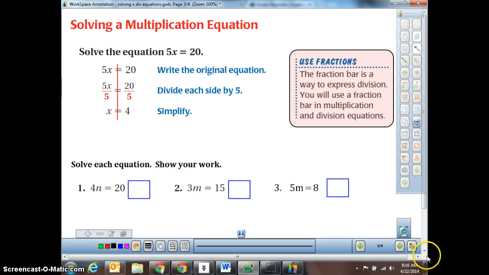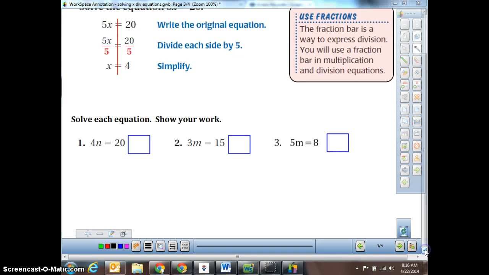So let's go ahead and do the same thing down here. Again, I'm going to start by splitting a left and a right. I want n by itself, so what am I going to have to do? I have 4 times n right now. To undo multiplication, I need to divide. If I divide that side, I have to divide this side. 4n divided by 4 equals just plain 1n. 20 divided by 4 equals 5.